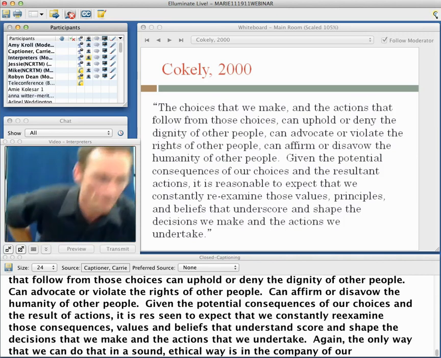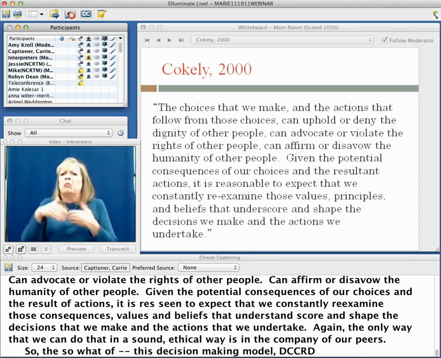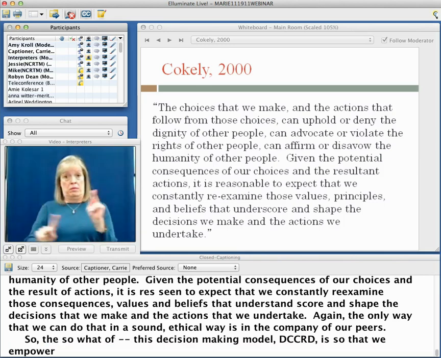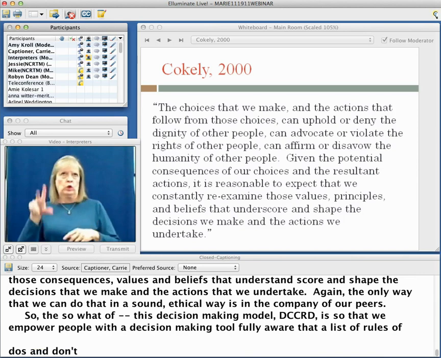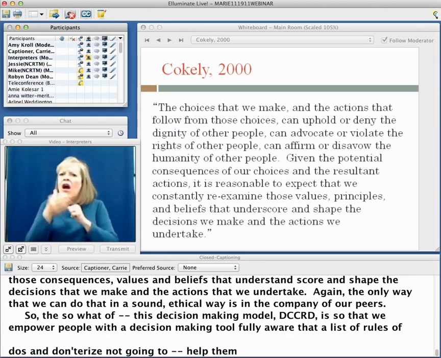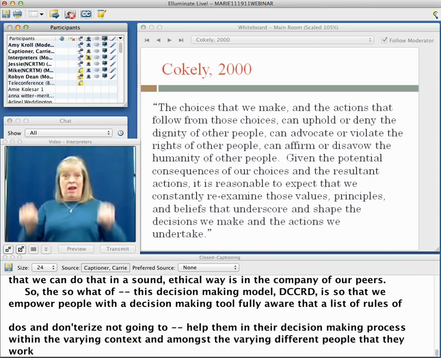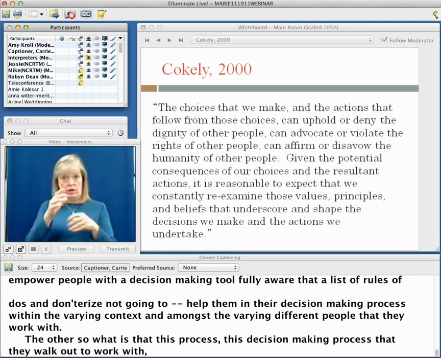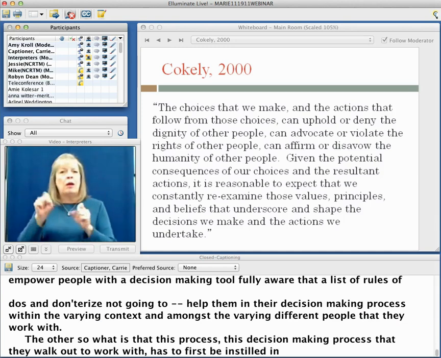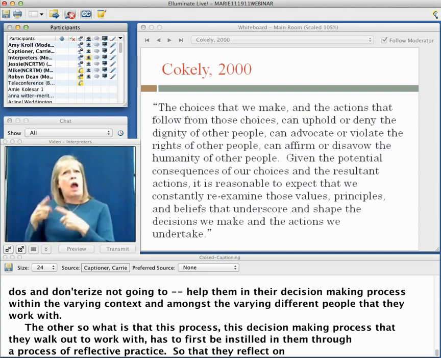So, the so what of this decision-making model, DCCRD, is so that we empower people with a decision-making tool, fully aware that a list of rules of do's and don'ts are not going to help them in their decision-making process within the varying contexts and amongst the varying different people that they work with. And the other so what is that this decision-making process that they walk out to work with has to first be instilled in them through a process of reflective practice, so that they reflect on practice and then they reflect in practice.